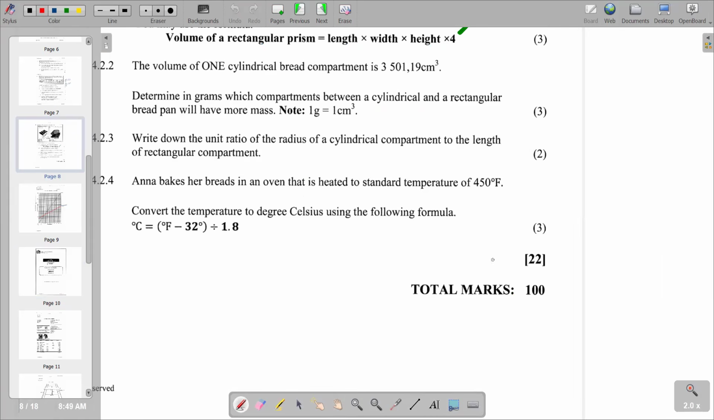And we can as well take note that our question paper is 100 marks.